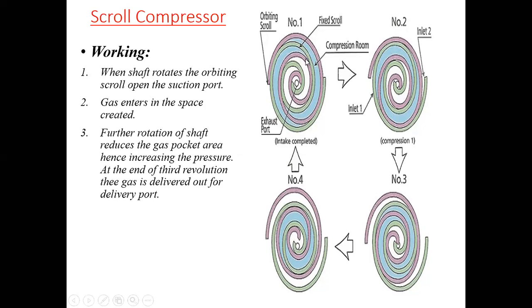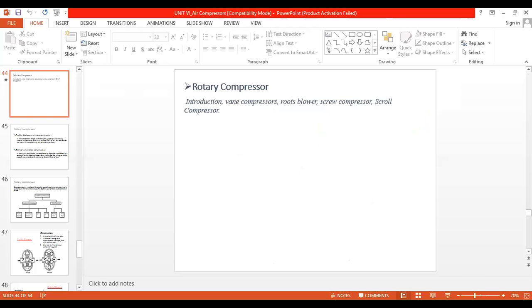This enables it to compress the air. As air moves from the outer portion to the inner portion, a point comes where the volume in this region starts decreasing, which raises the pressure of the air. This is how the working of a scroll compressor takes place. So this is all about the rotary compressor.